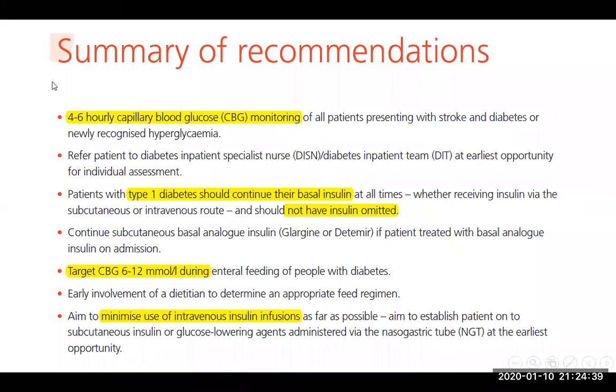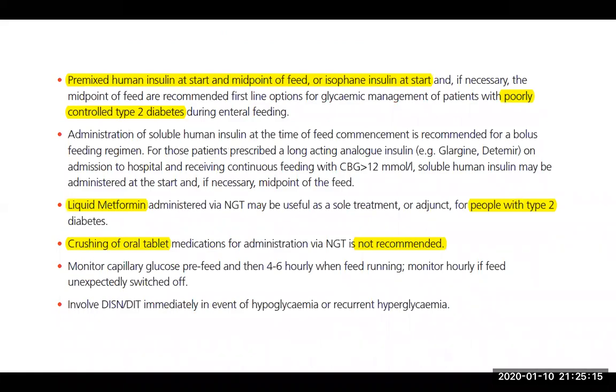The most important points in these guidelines: we must check capillary blood glucose every 4 to 6 hours. In every case of type 1 diabetes, we must continue basal insulin, and we should not omit the insulin. The target blood sugar is very important: between 6 and 12 millimole per liter during enteral feeding. They recommend minimizing the use of intravenous insulin infusion, except in some specific situations.